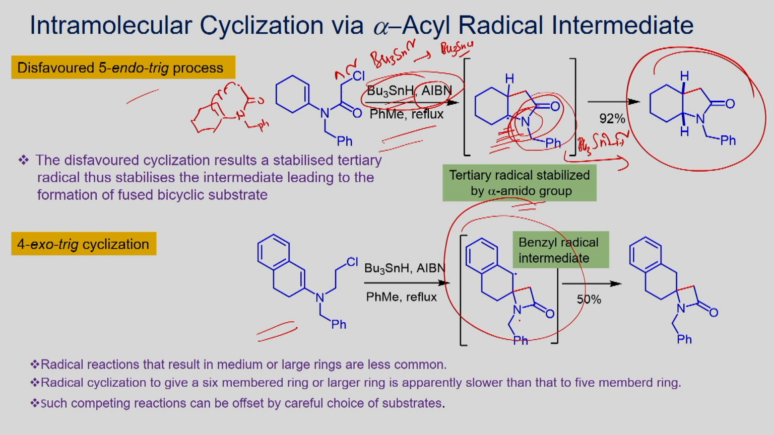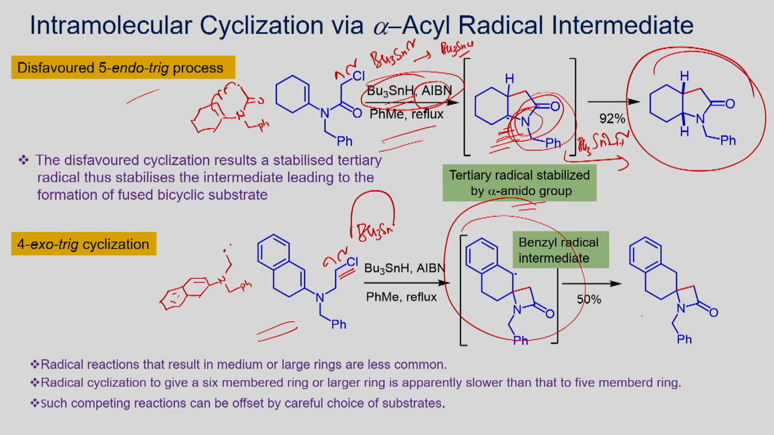Now let us look at another molecule where it can lead to the formation of this 4-member lactam as the product. Now as we have just seen, the tributyl tin radical can react with this carbon-halogen bond. Homolytic cleavage of this carbon-halogen bond can lead to this radical.